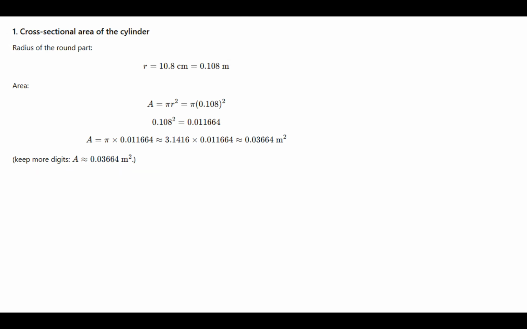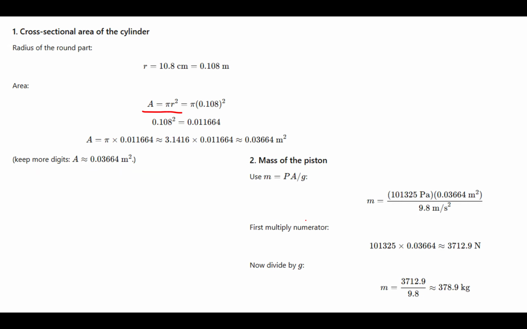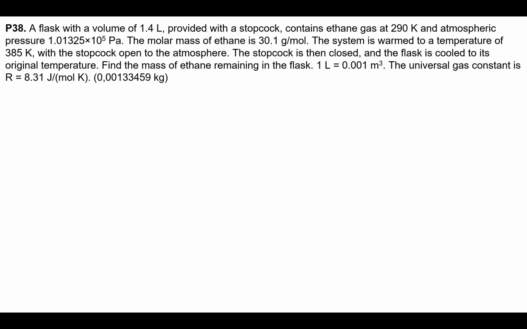And we need to find out the area, and the radius is given, so the area is pi r squared. So we can find out the area, and then we note the pressure, area, and the gravitational acceleration, and then we can find out the mass.